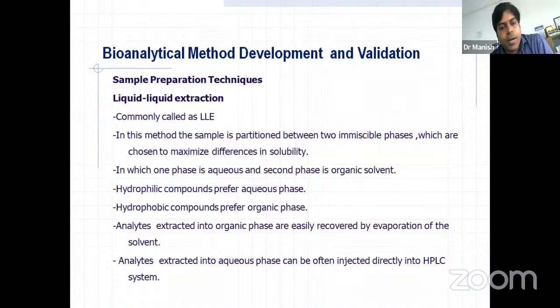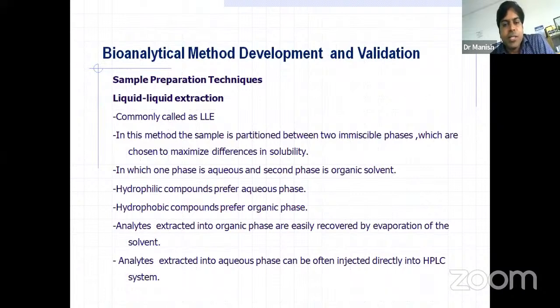The moiety which is soluble in organic solvent, or hydrophobic, moves into the organic phase. So here we are going to separate the drug of choice depending on its solubility. The common solvents used for LLE extraction are ethyl acetate, trichloroethane, and rarely ethanol or methanol. It depends upon the polarity of the compound.